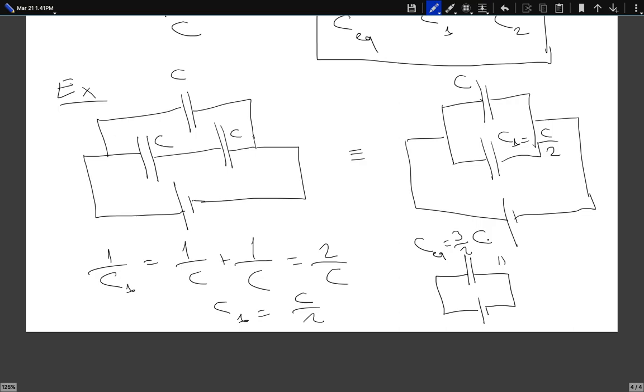Now I know the equivalent capacitance of my system. I know the potential difference across the ends. I can just write down the energy. Any questions?